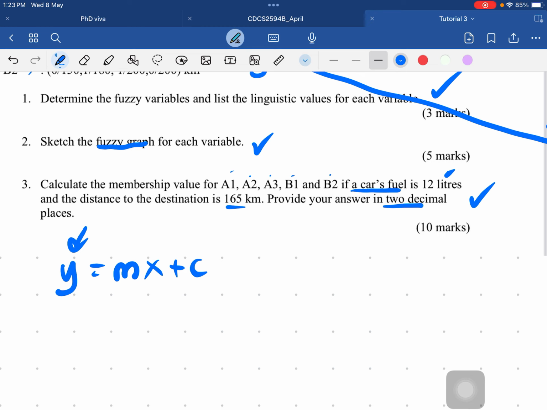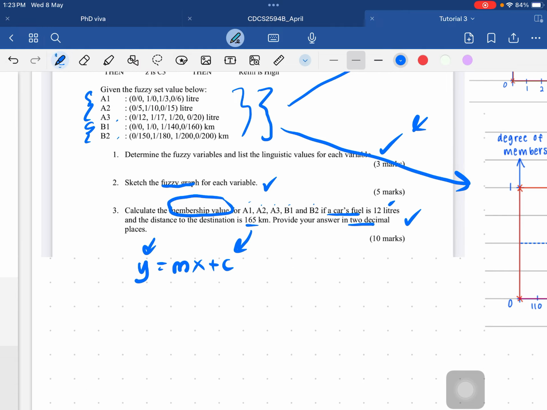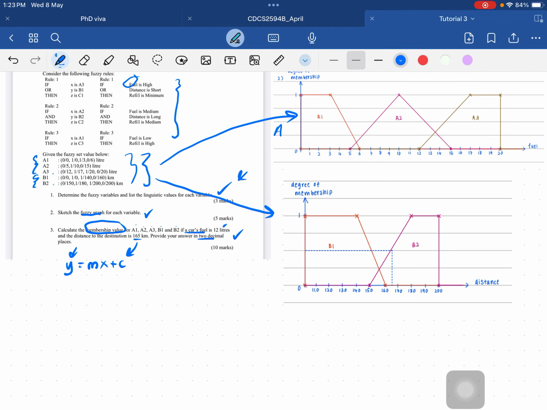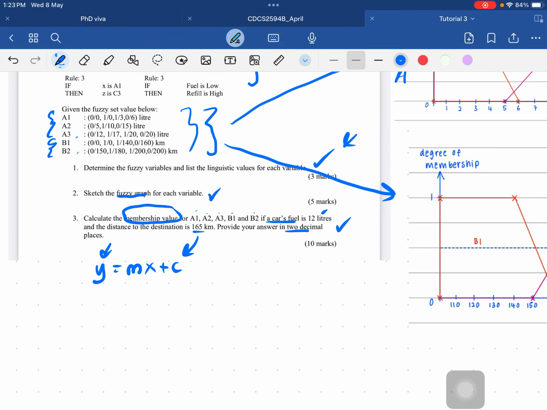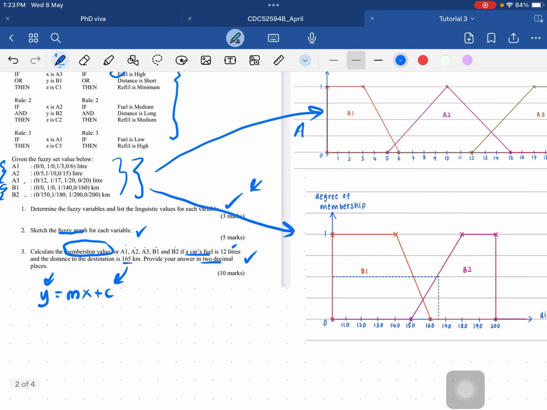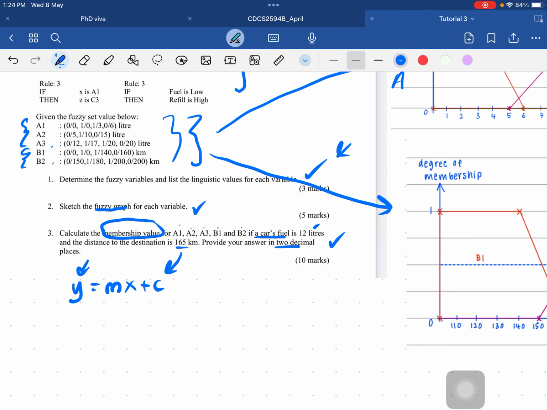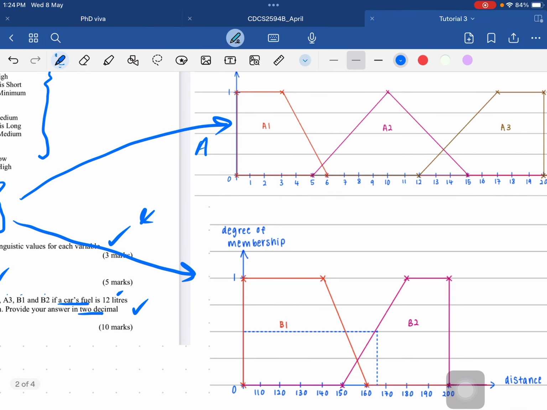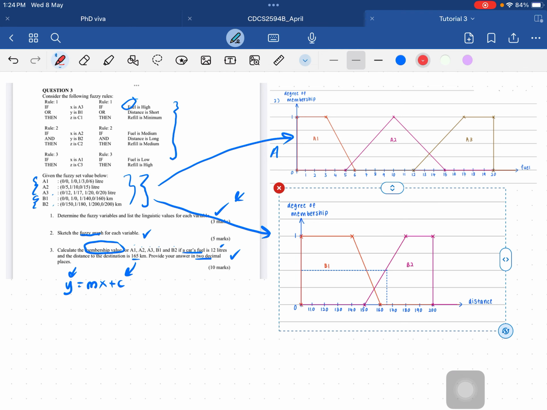By using y equal to mx plus c, you can achieve the membership value here, or we can say that as y. But how to do that? Now, the first thing that you should do is you need to determine the x value. Where does the x value fall in your graph? Say here, if a car's fuel is 12 liters, look at 12 liters here, right? Okay, this is 12 liters, okay?